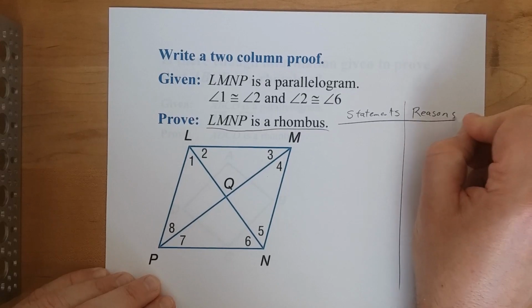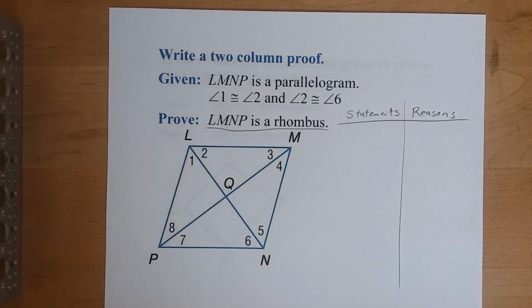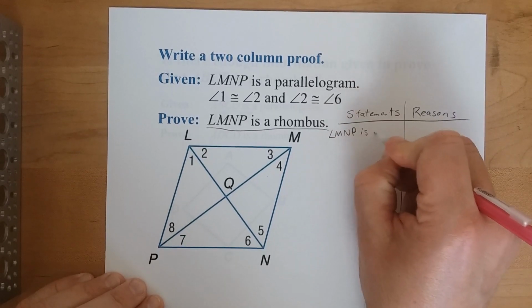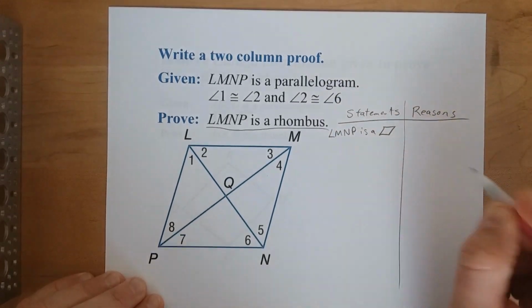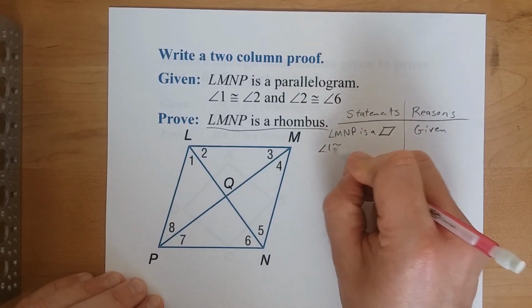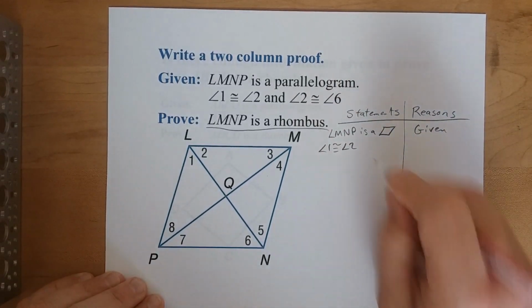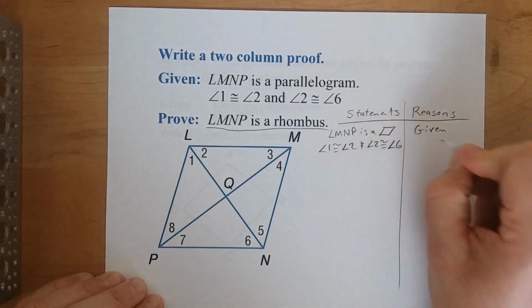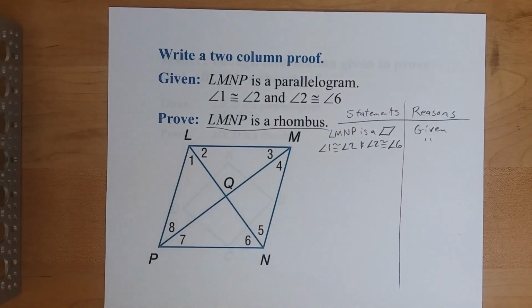Okay. And we're going to restate the given information. They're telling us that LMNP is a parallelogram. Okay, that's given. They tell us angle 1 is congruent to angle 2, and angle 2 is congruent to angle 6, also given. And then before we start our proof, we always make sure that all of the given information is marked.